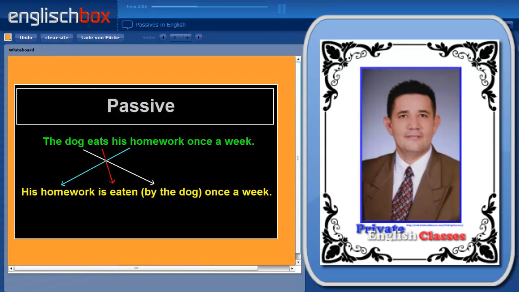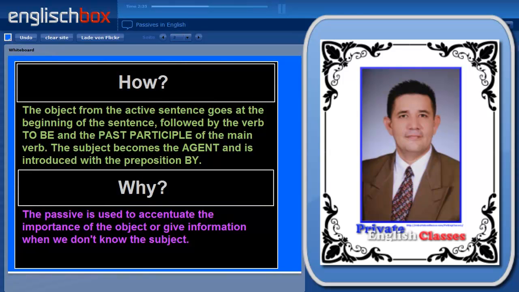So let's look at our example in passive. We have the active sentence, the dog eats his homework once a week. His homework becomes the subject of the passive sentence. Then the verb to be, is. Then the main verb eat in past participle form, eaten. Then the agent introduced by the preposition by, the dog. And finally the time expression, once a week. So his homework is eaten by the dog once a week.